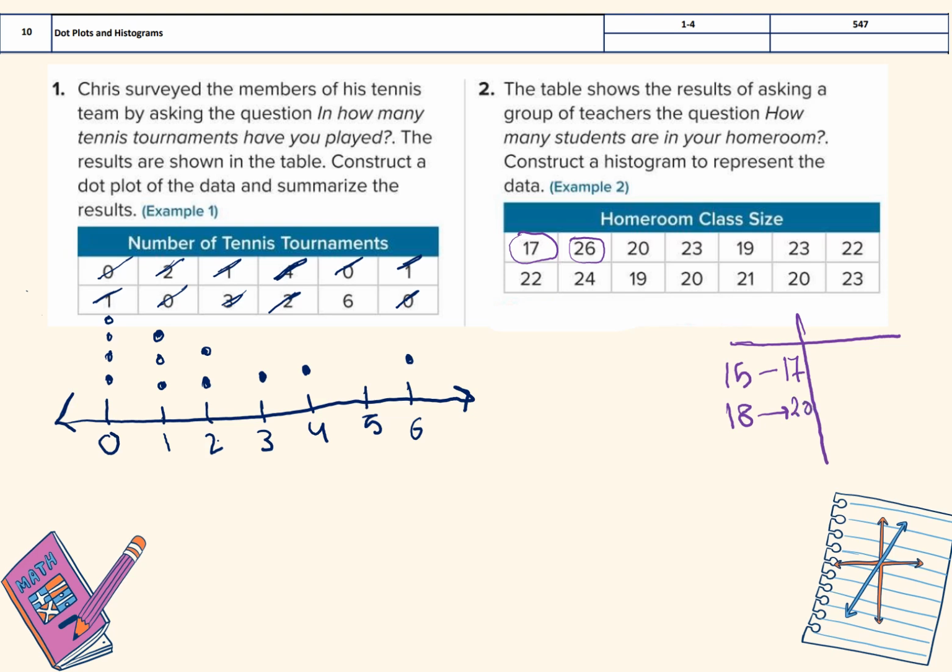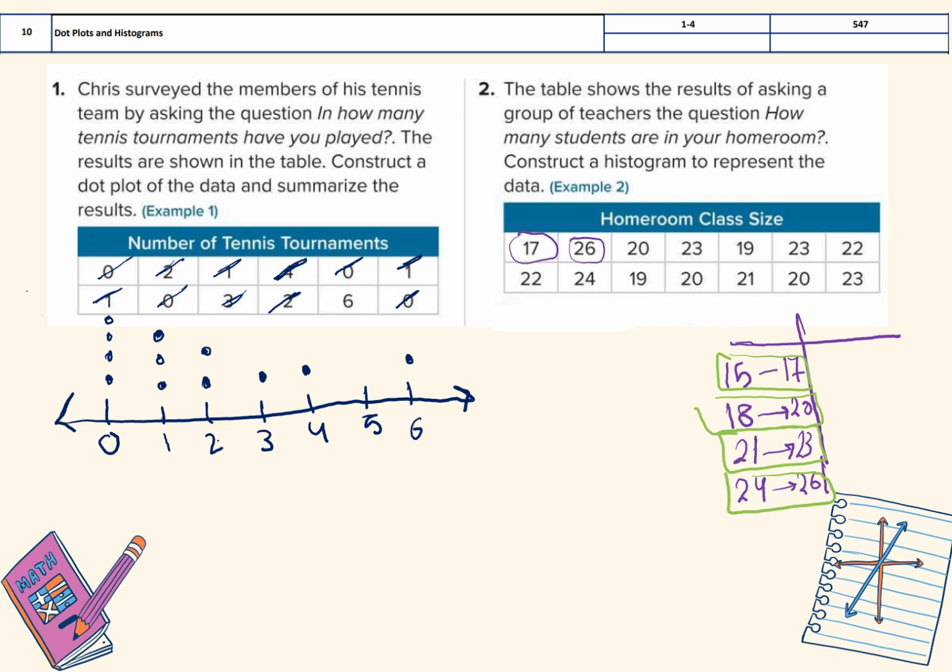And then from 21 till 23. And finally, from 24 till 26. So these are called categories or buckets. We also call them buckets.